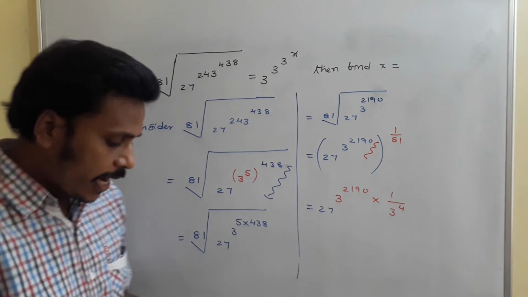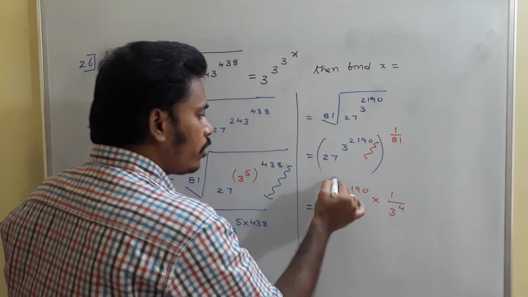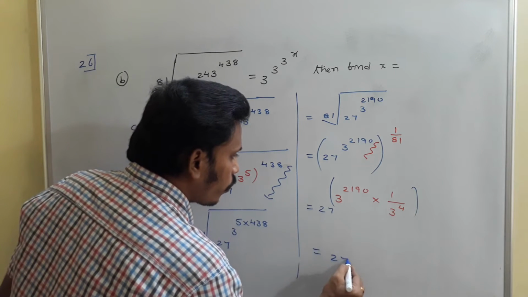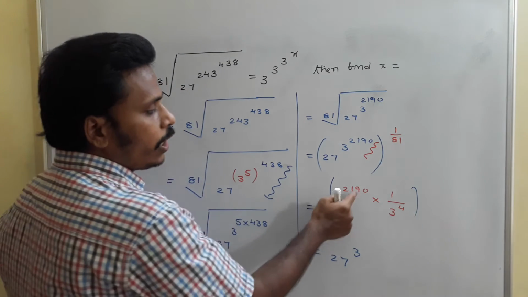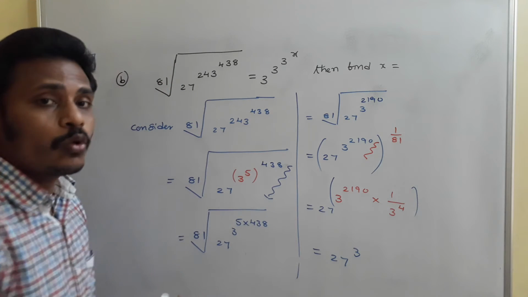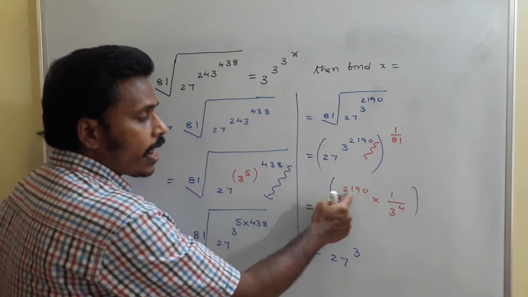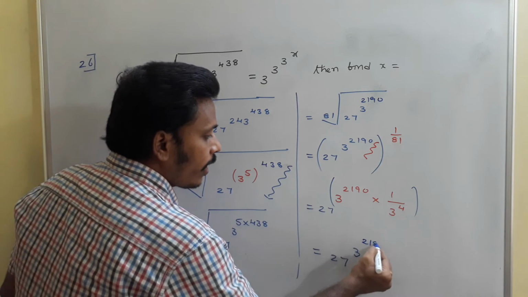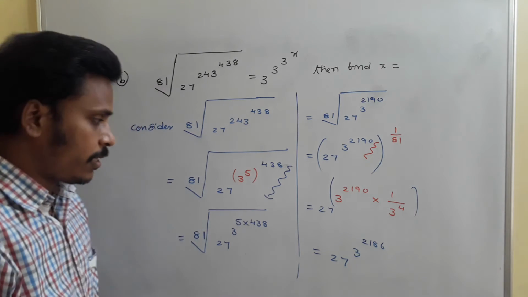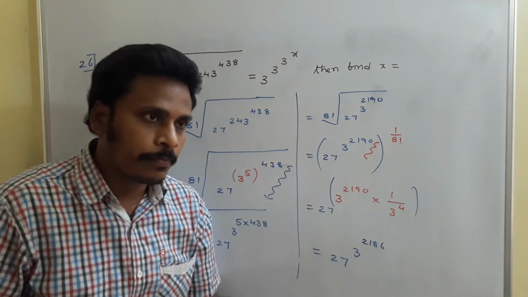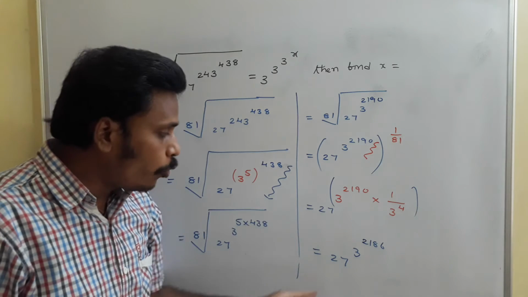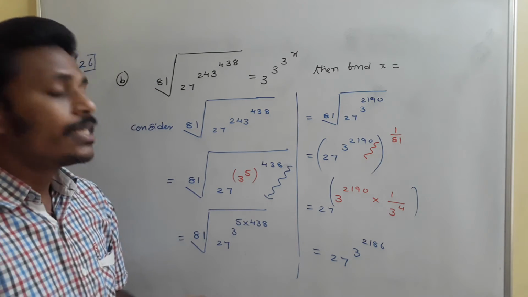Now again, as I mentioned, just think about this one. It is of the form a power m by a power n. So this is equal to 27 to the power 3 power. We need to use a power m by a power n, which is a power m minus n. So if you use that, 2190 minus 4 is 2186. So 27 to the power 3 power 2186. Our target is to find x, and this is of the form 3 power 3 power 3 power x. So now I am going to rewrite this 27 as 3 power 3.